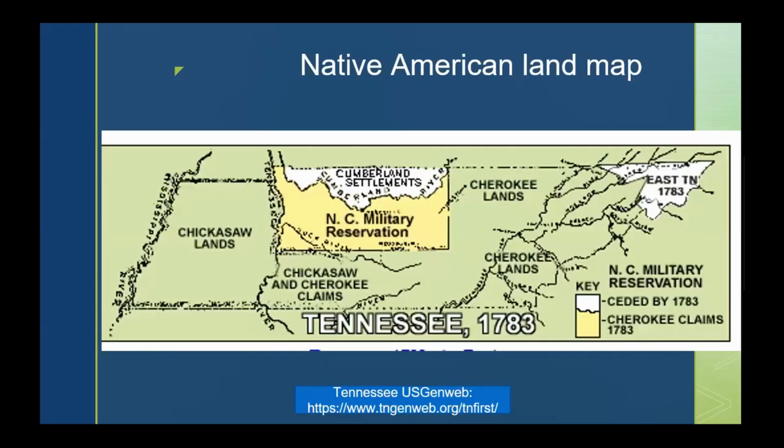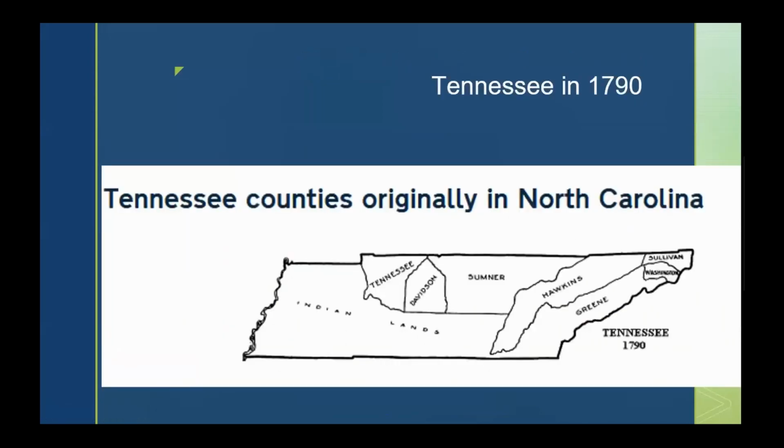And here we have some maps. This is showing you that in 1783 the areas that are open to settlers are basically East Tennessee, way over here on the right-hand side of the screen, and this middle part here, the Cumberland settlements. The rest of this is still being controlled by the native tribes. By 1790, this would still be when Tennessee was part of North Carolina. You can see that there are about 5 or 6 counties: Davidson, Sumner, Hawkins, Greene, Sullivan, and Washington.